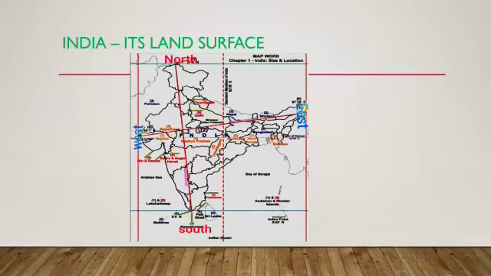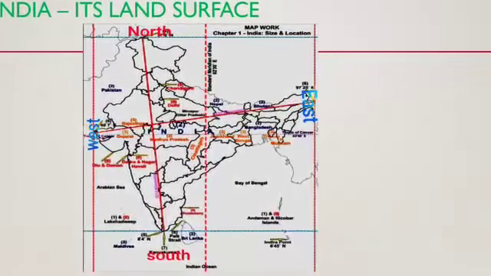Let us know India, its land surface. India is a vast country. Vast means huge or large. From north to south, it stretches across about 3,200 kilometers. And from east to west, it measures across about 3,000 kilometers.